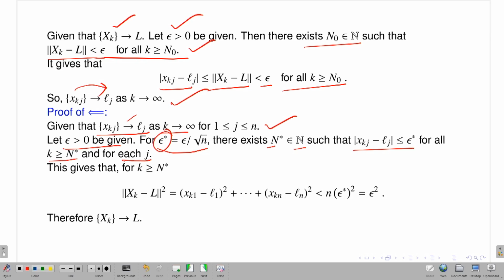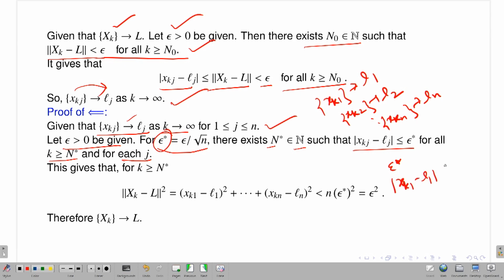So, there is a little argument left behind, which is the following. See how many sequences I have. I have a sequence xk1 which converges to L1. I have a sequence xk2 which converges to L2. I have a sequence xkn which converges to Ln. Okay, this is given. Now, given epsilon star, what will happen? I can make the distance between xk1 and L1 less than epsilon star for all k greater or equal to some n1 star. That I can do, right? Because this sequence xk1 converges to L1.